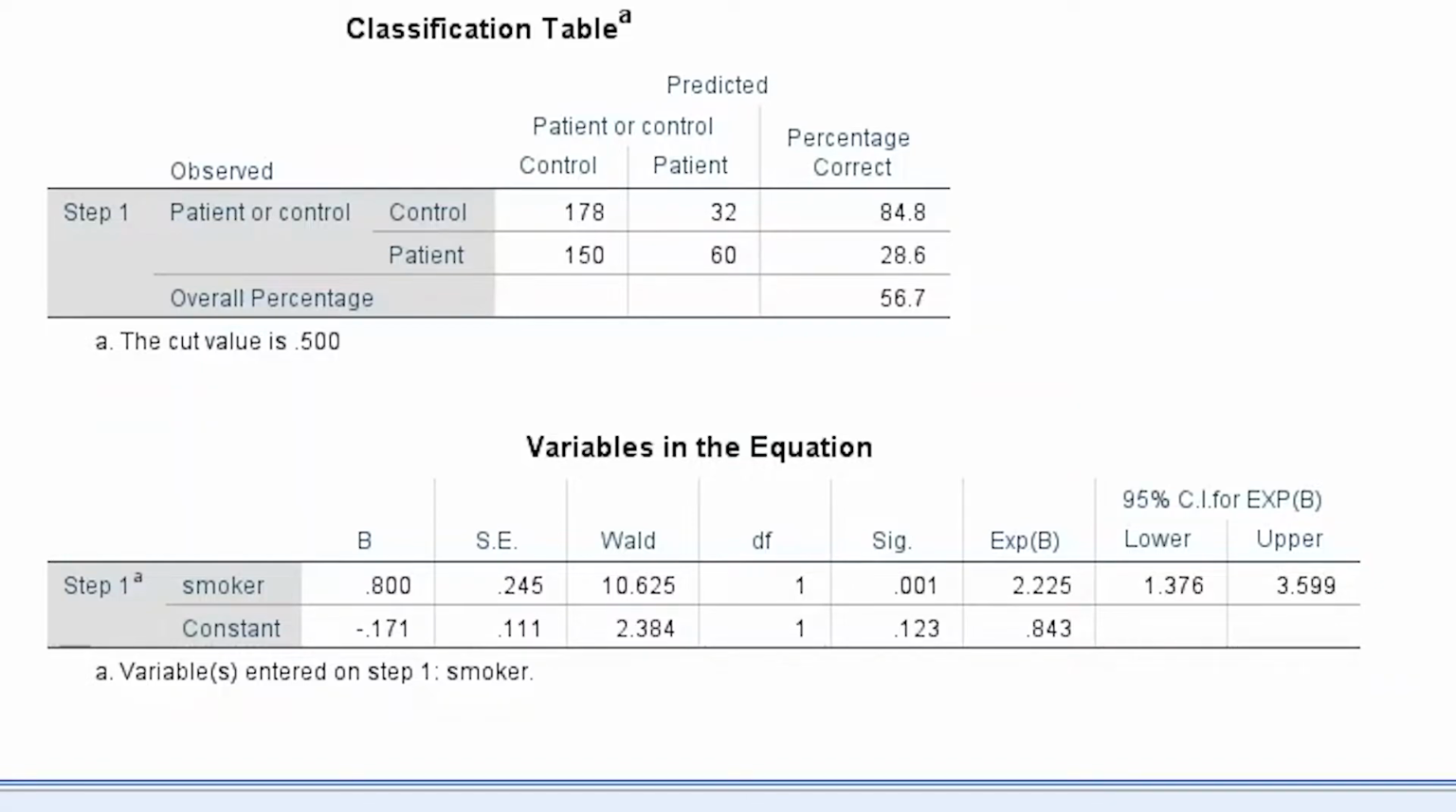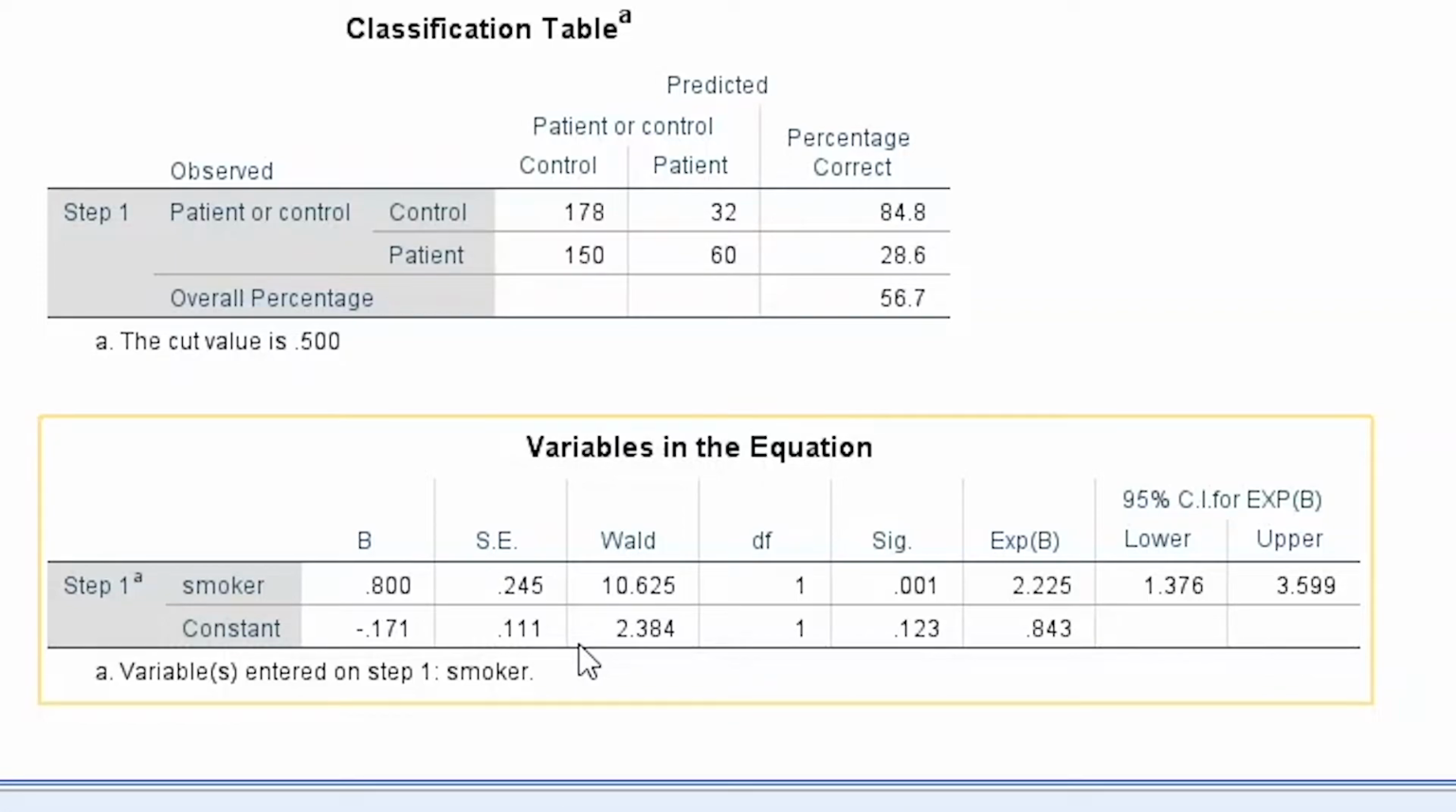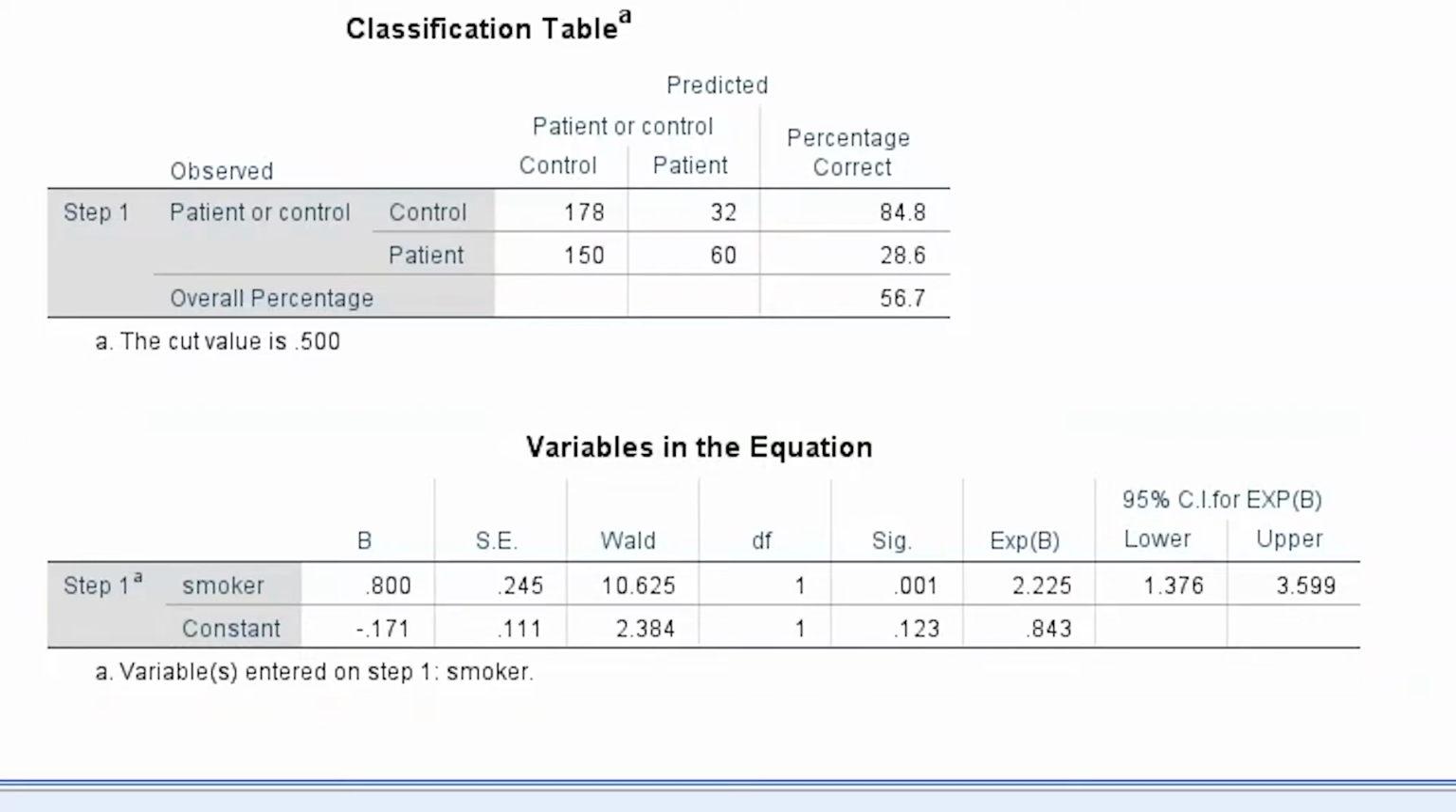The only thing that's a bit different is that instead of a column with t, because remember we tested our coefficient using the t distribution, in this case we don't use the t distribution, but we use the Wald distribution. I won't get into what exactly that means, but what you need to know is that the Wald statistic is calculated by dividing the regression coefficient by the standard error and squaring that result. In this case, that gives us a Wald statistic of 10.625.